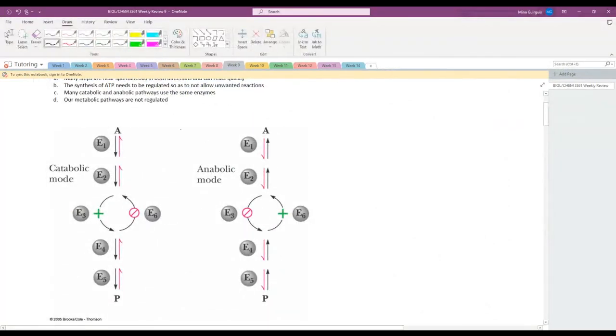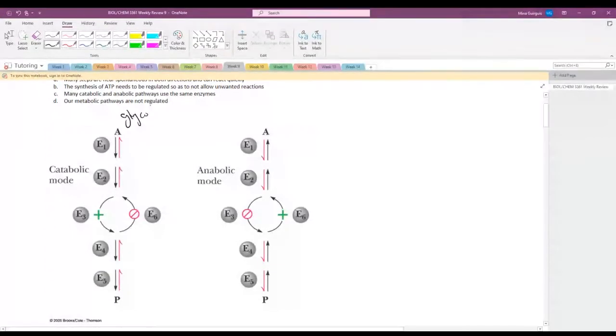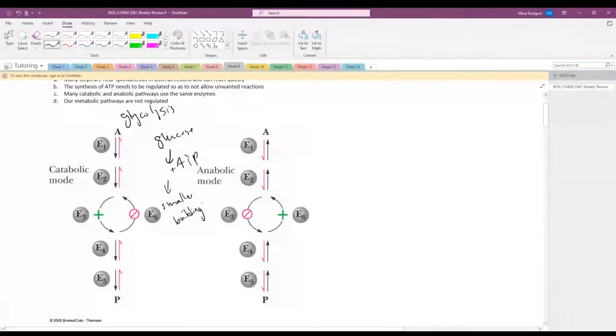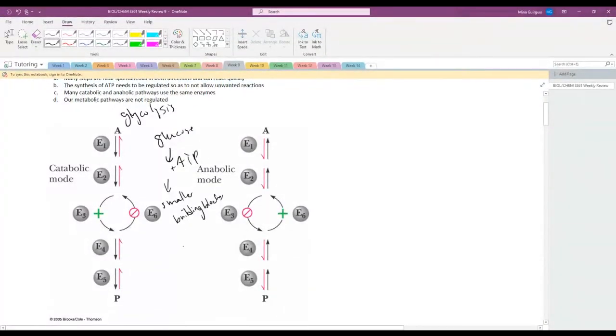In real life, in our bodies right now, glycolysis is a catabolic process. We start with glucose, we form ATP, NADH, etc., and we get smaller building blocks at the end. Another example is glycogenolysis, the use of stored glycogen. It breaks down our large glycogen store into something smaller that can be used. So that's also a catabolic process.